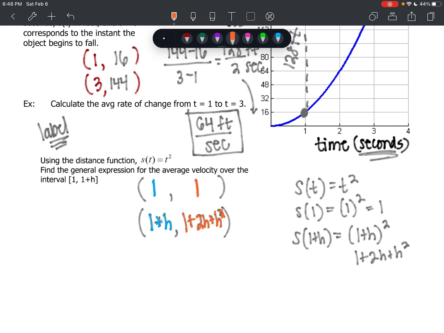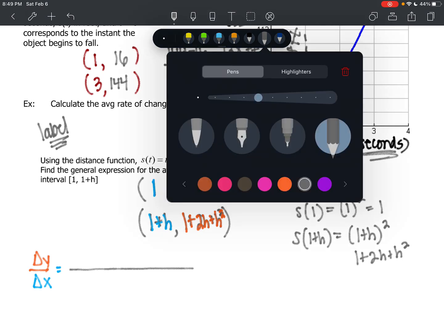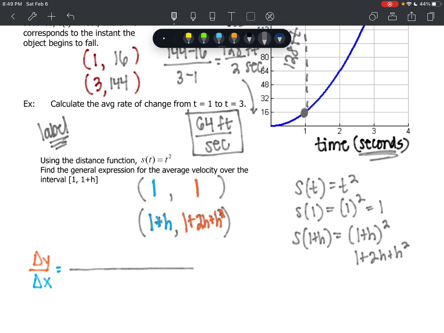Okay, so our average rate of change is going to be our change in y over our change in x. So our change in y, let's start with this second ordered pair. So we've got 1 plus 2h plus h squared minus 1. Okay, here's that minus 1. And then we've got 1 plus h minus 1.